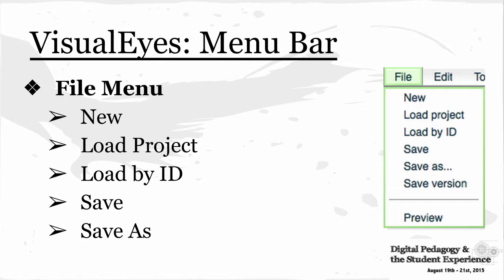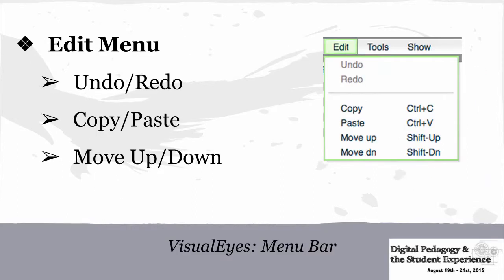Save saves your project. Save as saves a new version of the project. Save version allows you to save different versions of the same project under the same project name. Preview demos a display of your project without saving the changes.